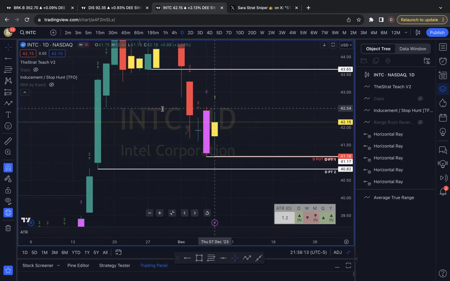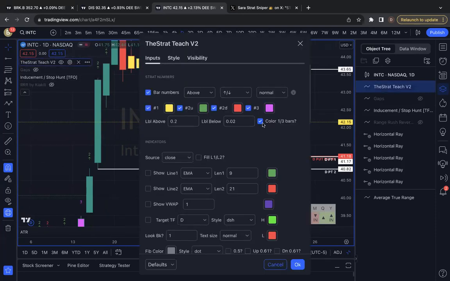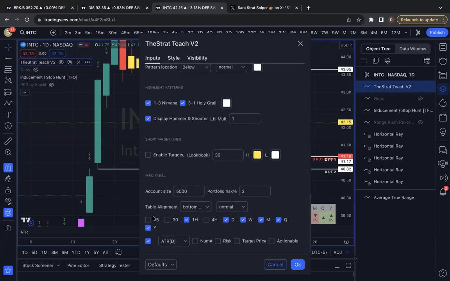How do you get daily, weekly, monthly, quarterly, yearly to show up on ATR? If you're using the Strat Teach V2, you go to settings, you scroll all the way down, and then it's this right here. So I have my hourly clicked, my daily, my weekly, my monthly, my quarterly, and my yearly. Now, if you don't want to, you don't have to have your yearly clicked. You can customize this the way you want, but definitely have your hourly. You definitely want your daily, weekly, and monthly for sure. Quarterly and yearly I highly advise, but it's extra. It's just if you want to go the extra mile.